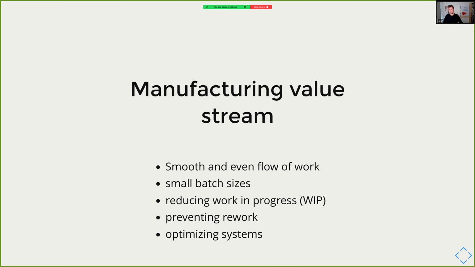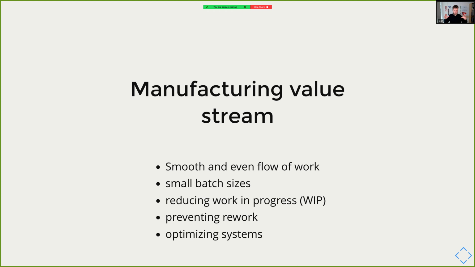In manufacturing, the value stream is often easy to see and observe. It starts when a customer order is received and the raw materials are placed upon the plant floor. There's usually a relentless focus on creating a smooth and even flow of work, using techniques such as small batch sizes, reducing work in progress, preventing rework, and constantly optimizing the system towards our global goal.